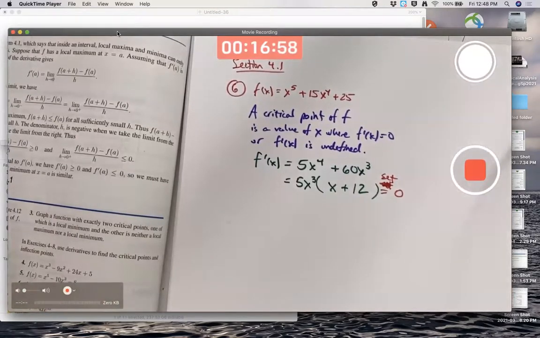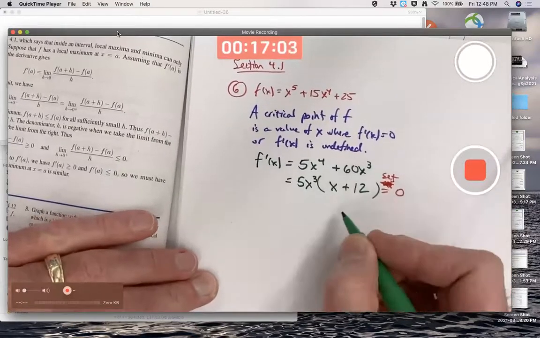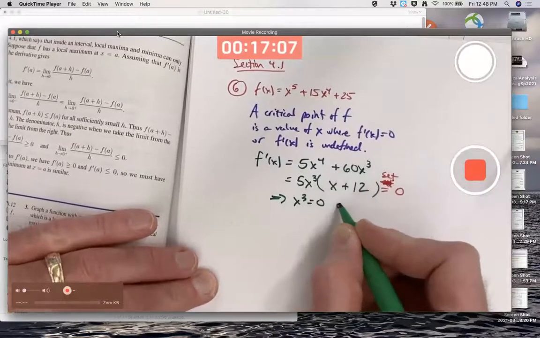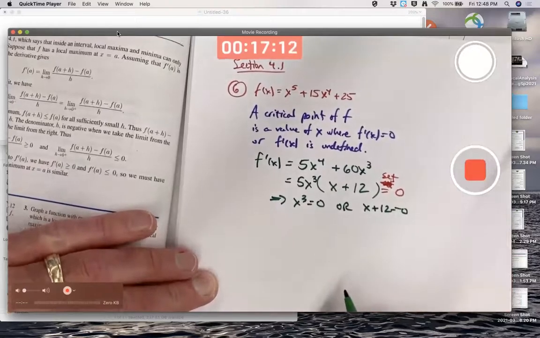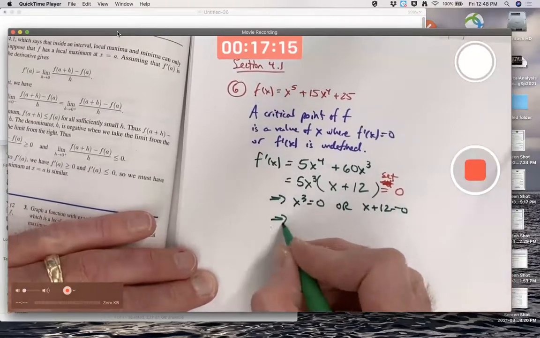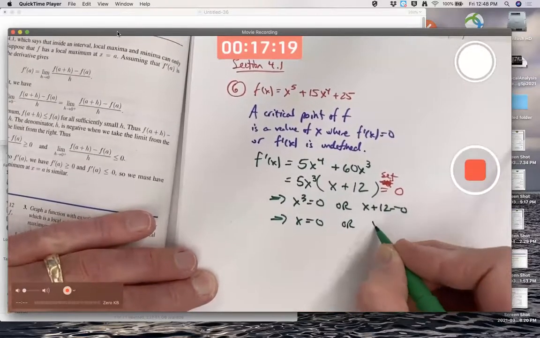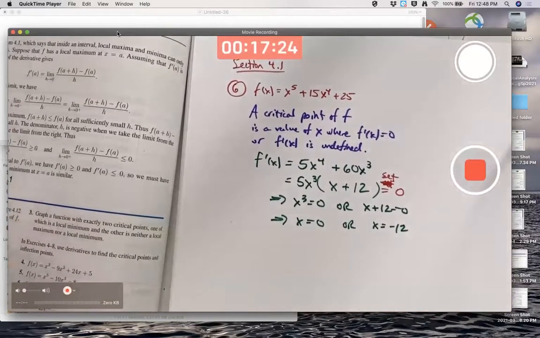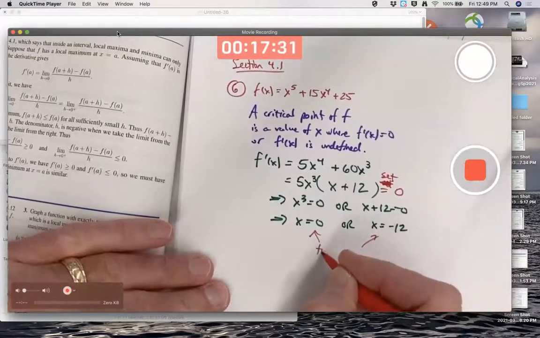Here it's fairly easy. The only way a product like this can be 0 is if one of the factors is 0. This implies either x cubed equals 0 or x plus 12 equals 0. But the only way x cubed can be 0 is if x itself is 0. And x plus 12 will be 0 when x is negative 12. These are your only two critical points.